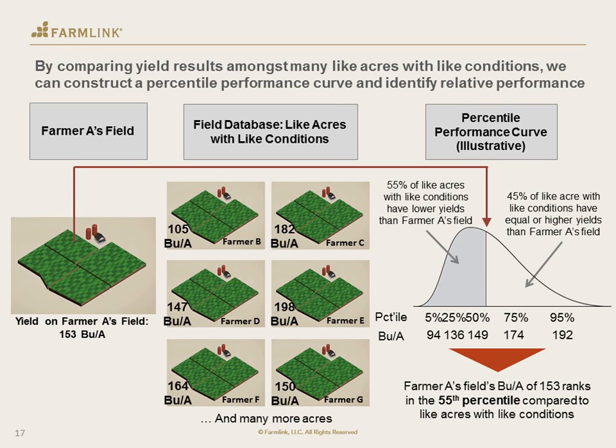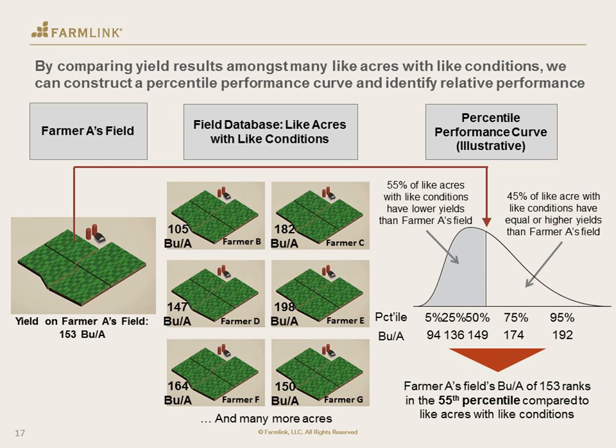So in this example, a yield of 94 bushels per acre sits at the 5th performance percentile. 5% of these like acres with like conditions performed less than 94 bushels per acre, and 95% performed at a higher yield level. At the other end of the curve, the 95th percentile, the highest performing of these like acres yielded 192 bushels per acre.